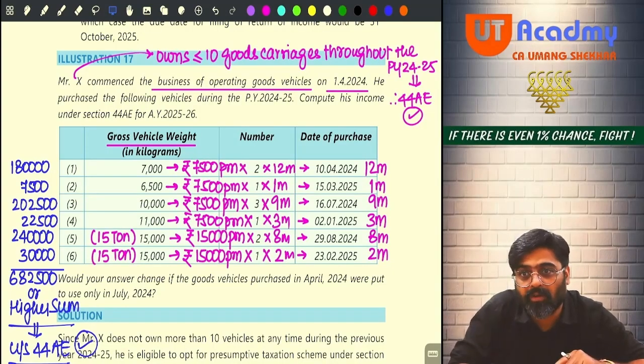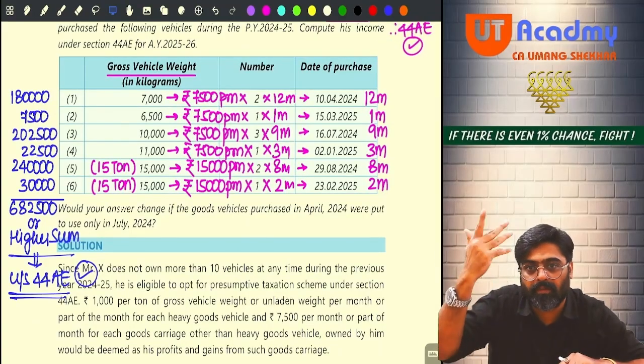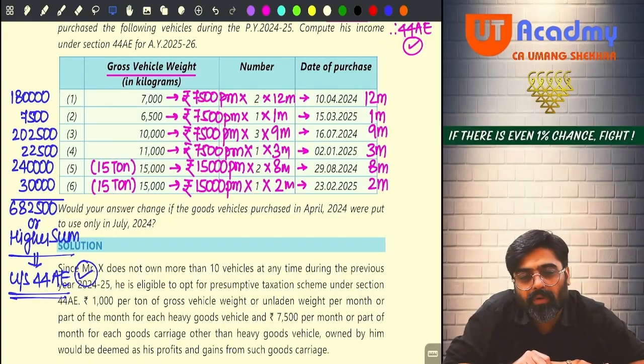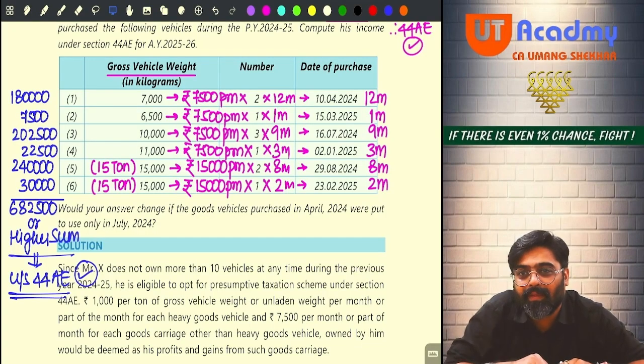Now add all these amounts, you will get 6,82,500 or a higher sum you can show as your presumptive income under 44A. Done. Will you remember this? Easy, no? Now read the last two lines.